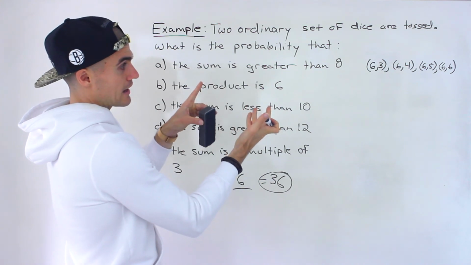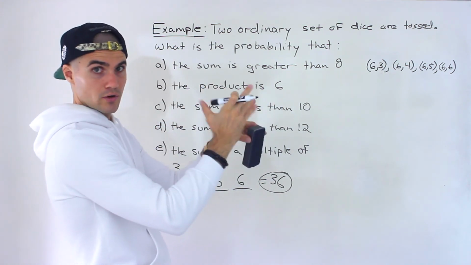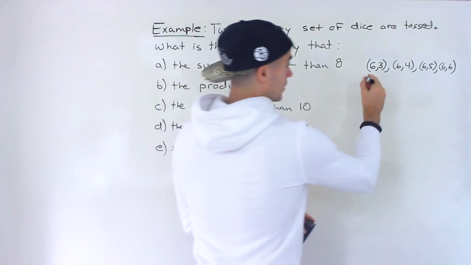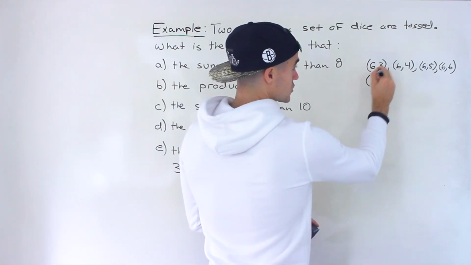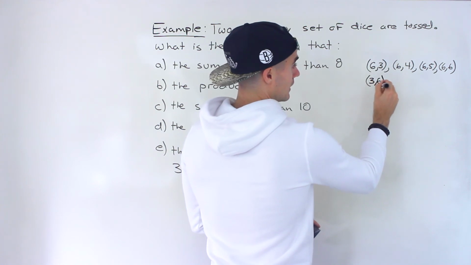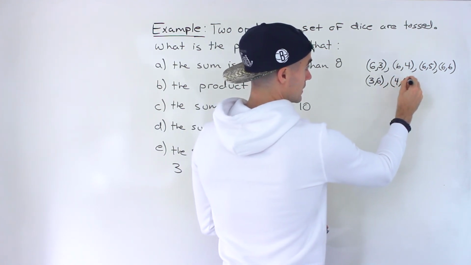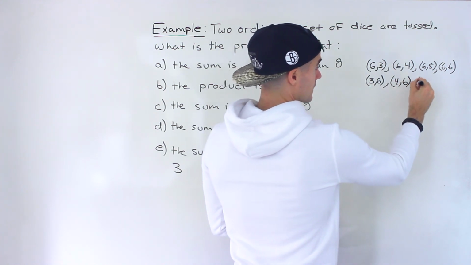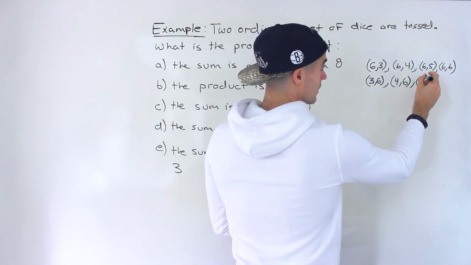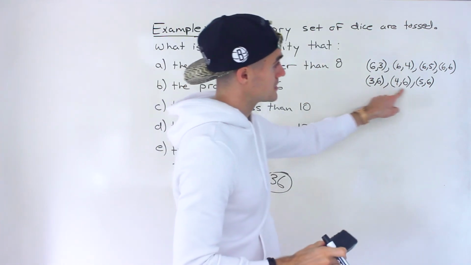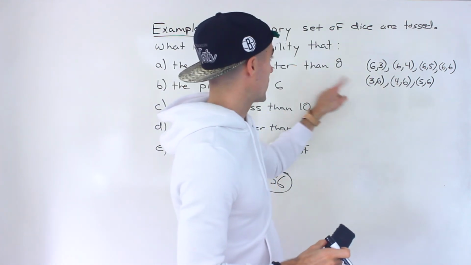But notice that we can also switch the order. In this case, the order matters, right? That's why we multiplied over here. So we can switch this. This could be 3 and 6. So the first dice can take a value of 4 and the second dice can take a value of 6. First dice can take a value of 5, the second dice can take a value of 6. Notice that these sums as well are going to be greater than 8.